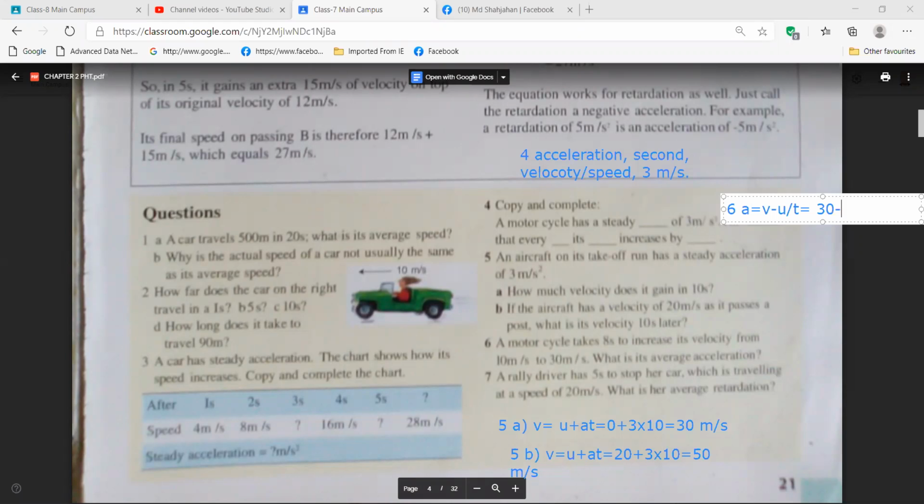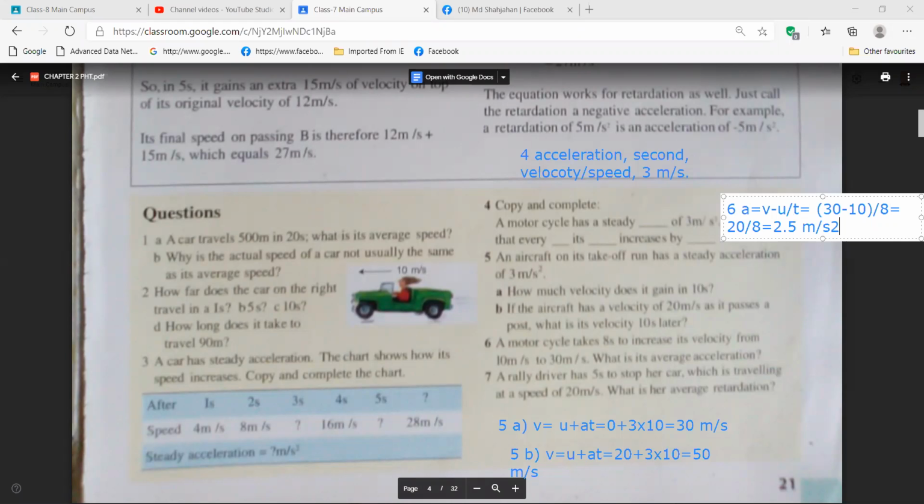30. Then initial velocity is 10, and time taken is 8 seconds. So what is the answer coming? 30 minus 10 is 20. 20 by 8 equals 2.5. And the unit is meter per second square. So we are done with question 6. Then 7.